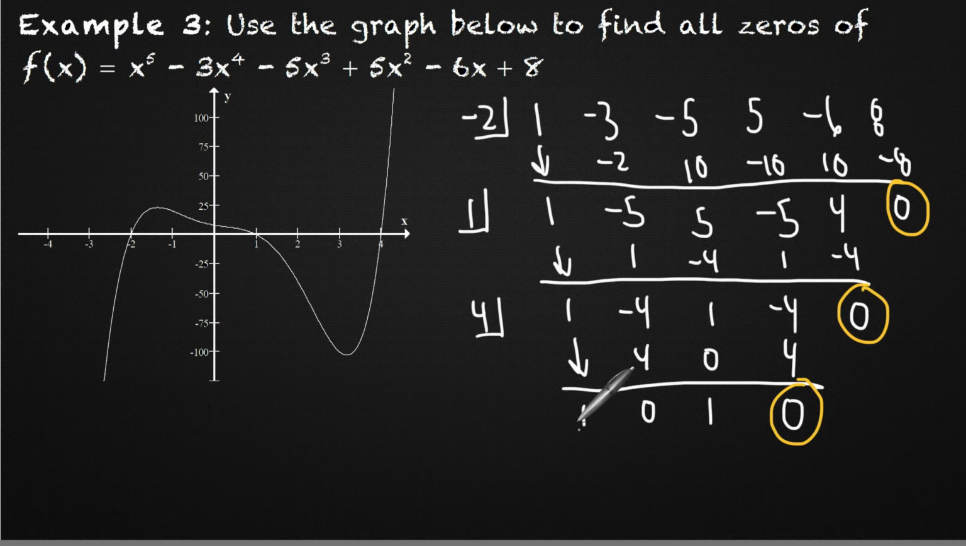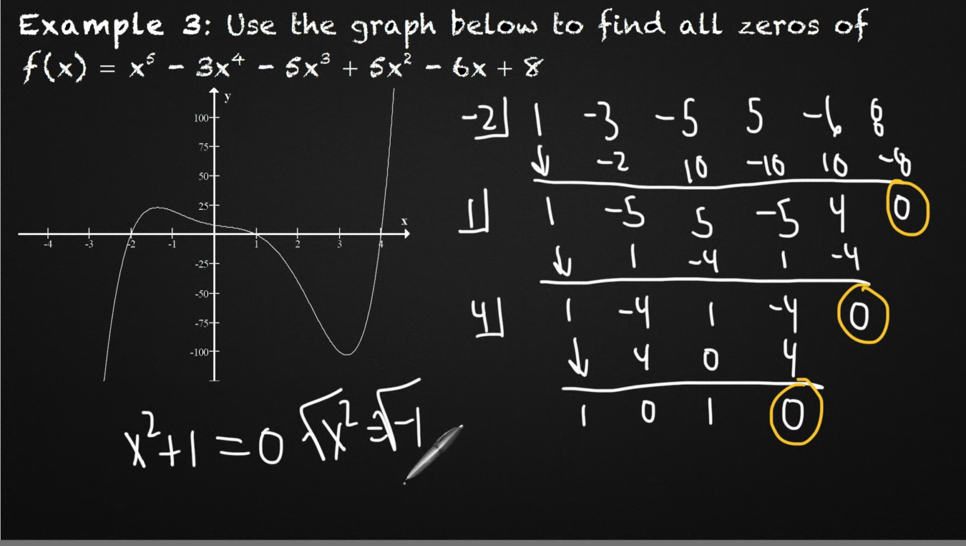Now what's left are the coefficients of your quadratic equation. X squared plus 1 equals 0. We're going to set this equal to 0 to find our other two roots. So x squared is equal to negative 1. We take the square root of both sides. We get x is equal to plus or minus i, because i is the square root of negative 1.